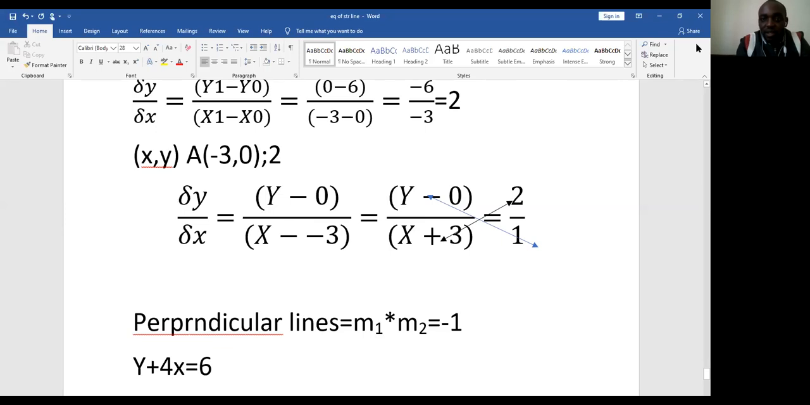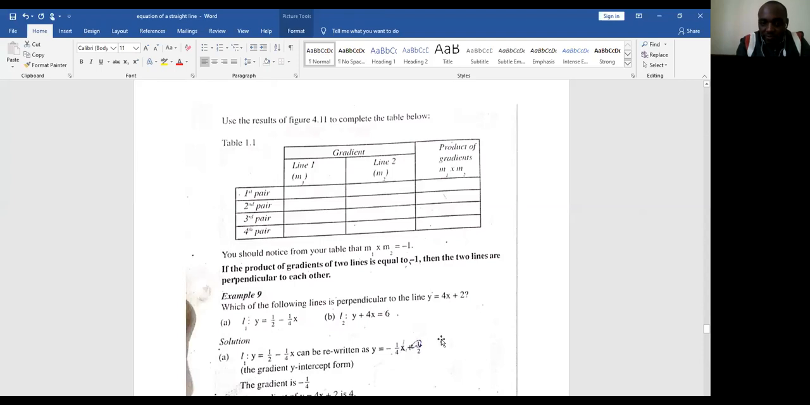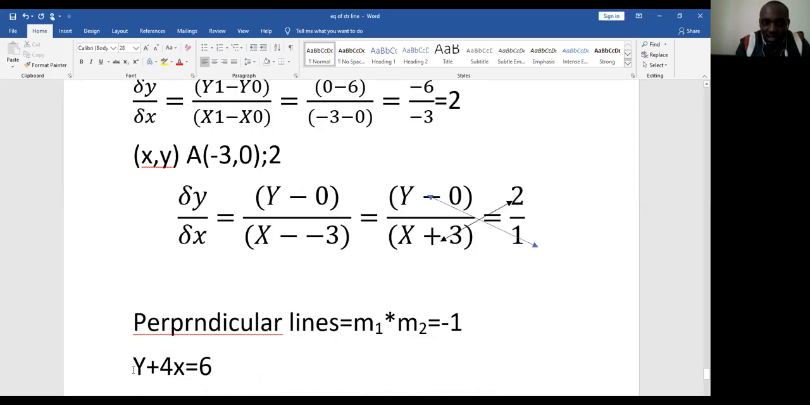Let me see. I hope I've written all the signs properly. No, you see, I was not writing the correct thing. So the line is this. So this is line 2 here. This is L2. That's line 2.